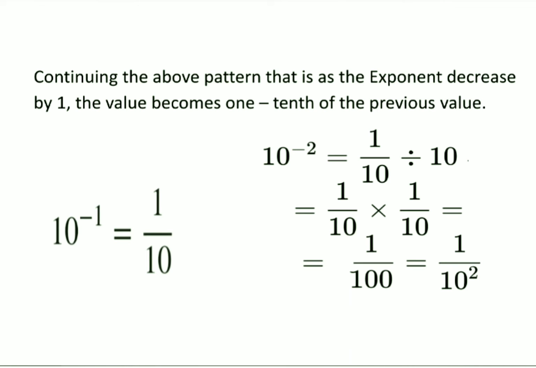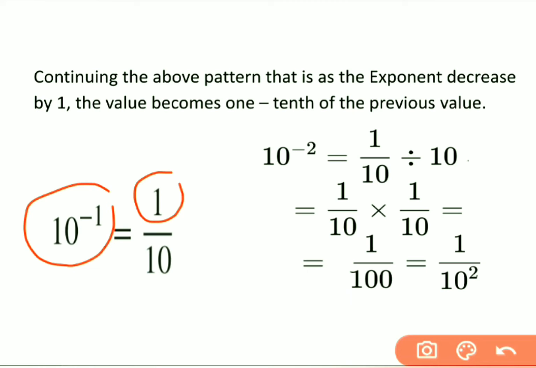Continuing our pattern, as the exponent decreases by 1, the value becomes 1/10 of the previous value. You can obtain the value of negative exponent. We want to obtain the value of 10 raised to the power minus 1. To do this, divide the previous value by 10 or make the previous value 1/10. The previous value is 1 and we make it 1/10. So the value obtained is 1 upon 10 or 1 upon 10 raised to the power 1.